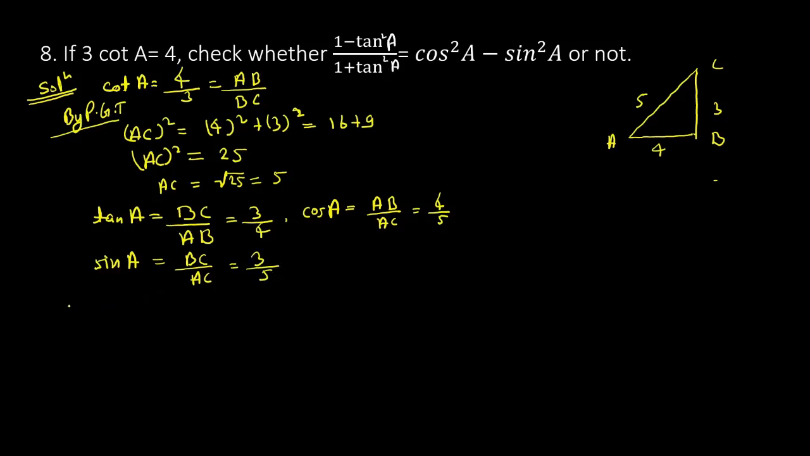Now let's put these values in this one. We can write its square also. On squaring, it will come as 3 3s are 9 upon 4 4s are 16 for tan square A, and for sin square A and cos square A it will come out as 4 4s are 16 upon 5 5s are 25, and 3 3s are 9 upon 5 5s are 25. Now we will write 1 minus tan square A. What is the value of tan square A? It is 9 upon 16, upon 1 plus 9 upon 16.